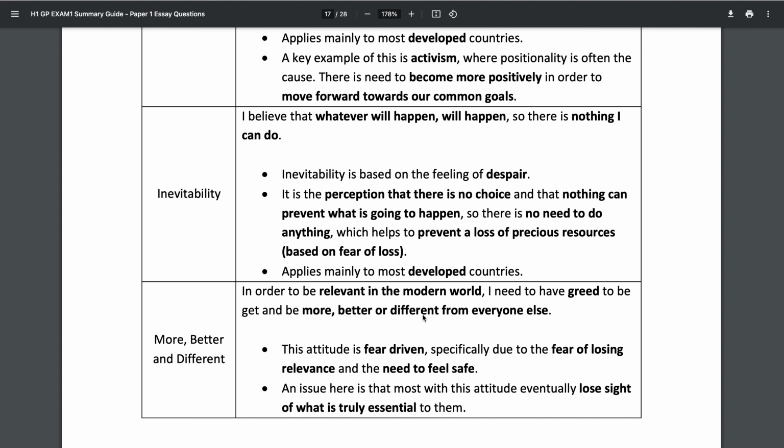In fact, it helps us to prevent loss. I'm fearful of losing resources to solve a problem that cannot be solved, right? So why not, if I have this attitude, let's just save the resources for something else. So it's a fear of loss. And this again applies to most developed countries, right? It's going to happen anyways. Let's not waste time and money on that. Let it happen, it will happen. Whatever happens next, let's move on. Okay? Inevitability. Last one.